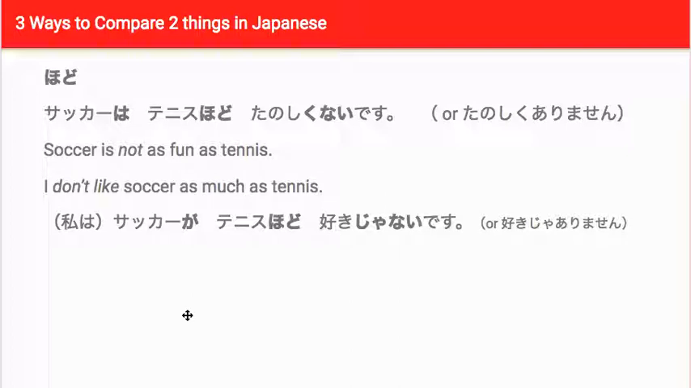So those are the 3 ways that you've learned in your course to compare 2 different things in Japanese.